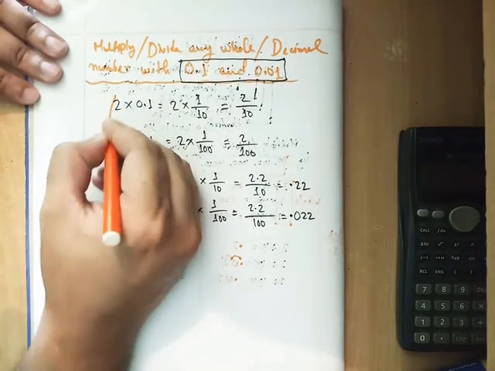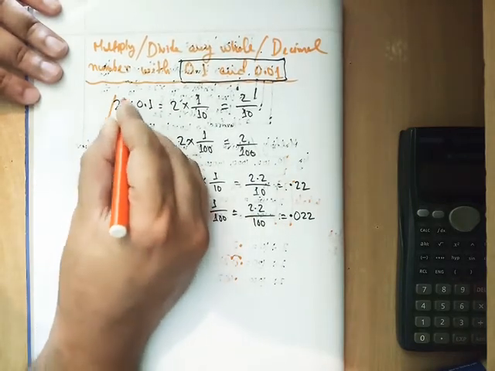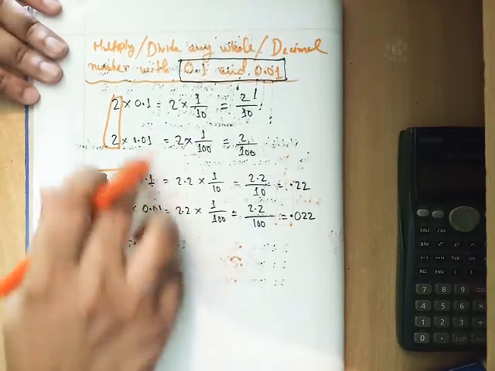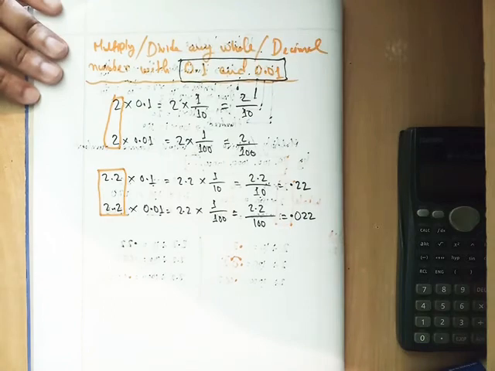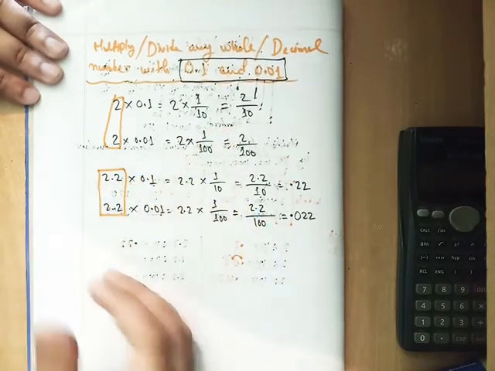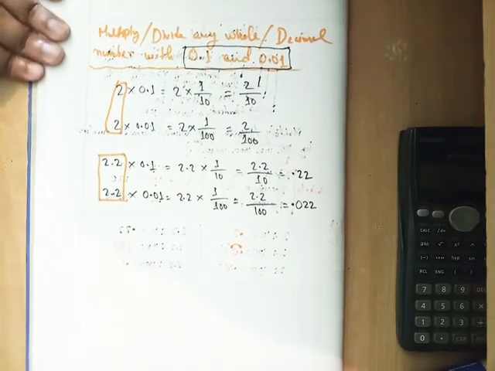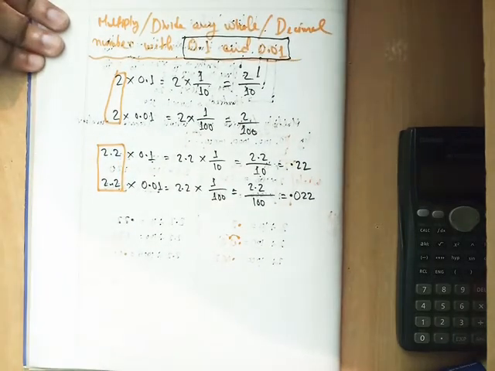So that is how we have multiplied a whole number. This was the whole number, and this was the decimal number with 0.1 and 0.01. And the same thing that we are going to do is dividing now. Let's do an example for dividing. Just one example, and I'll leave you to brainstorm to solve the next ones.